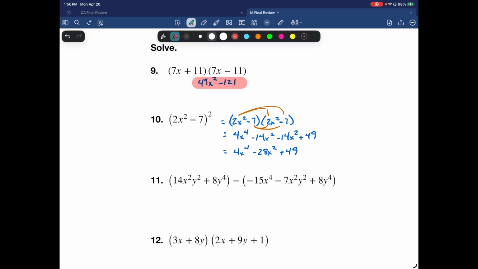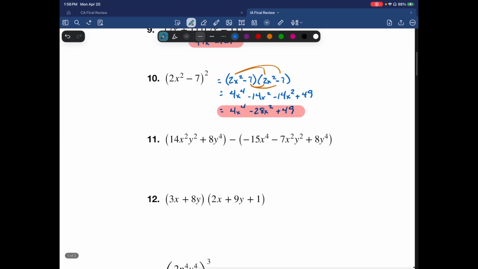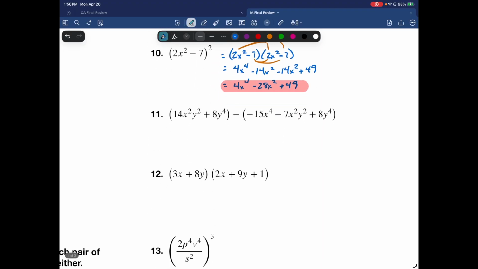And that's it. All right, when you're adding and subtracting polynomials, if you're adding, the parentheses are there for show, so you can drop them and get to work. But this one's subtracting, so I'm going to distribute that negative through the back end. So I got 14x squared y squared plus 8y to the fourth. The negative, I'm going to distribute that negative, changing every sign behind it. So two negatives make a positive, so it's plus 15x to the fourth. I got plus 7x squared y squared and minus 8y to the fourth.